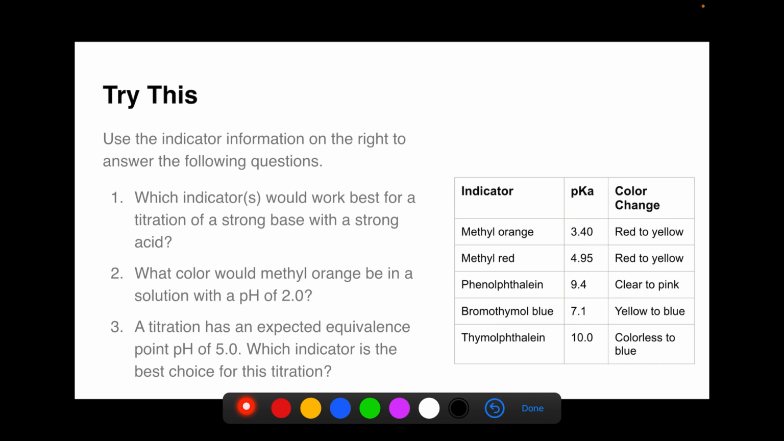Here's a few questions to try on your own. Pause the video here and answer these 3 questions using the indicator information on the right. When you come back, I'll reveal the answer.